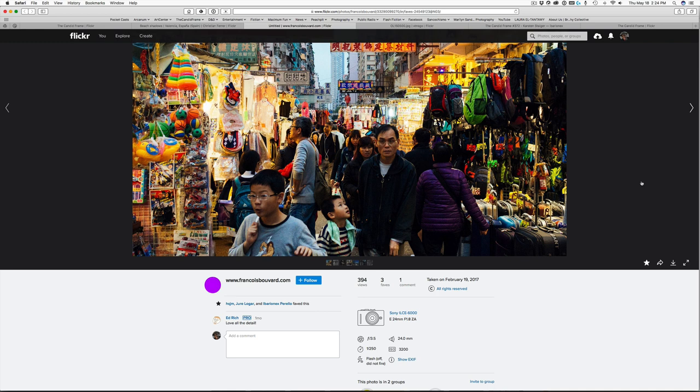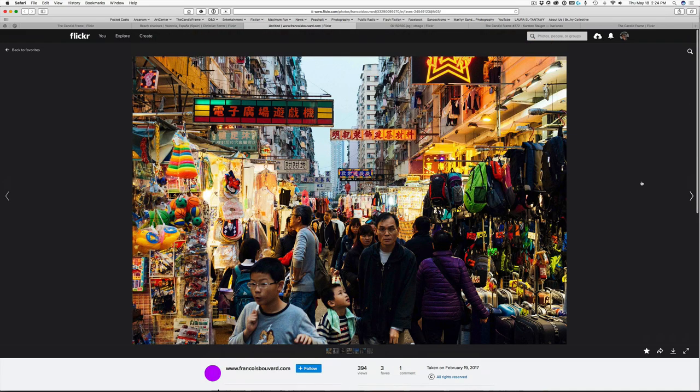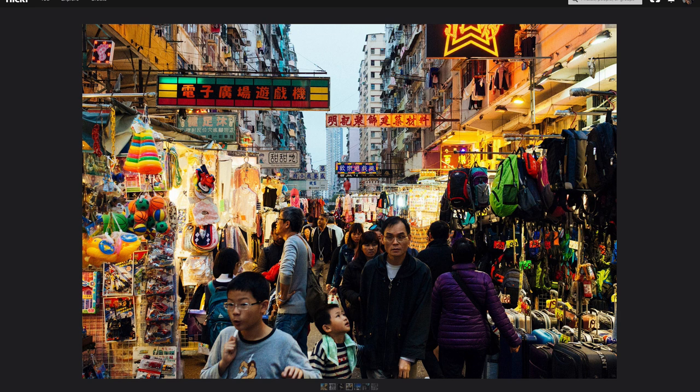This was made with a Sony ILCE6000 at 250th of a second at f3.5, ISO 3200. Now, this is a really chaotic scene, right? There's so much going on in terms of color, in terms of people, and it can be really difficult to try and create a really good frame out of a scene like this if you're not looking at it in the right way. And by what I mean by that is taking a look at this in terms of lines.